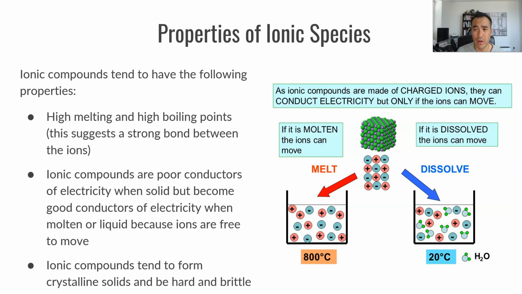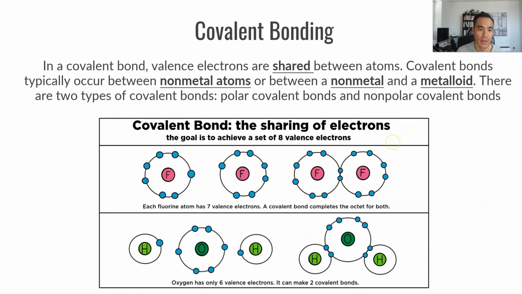They also tend to be very hard and brittle, which means they're not malleable or ductile like pure metals. And the reason, again, is because they're kind of stuck in that crystal. Covalent bonds are going to be shared electrons. They're going to be between a metal and a metalloid. They're also going to be polar covalent and non-polar covalent.